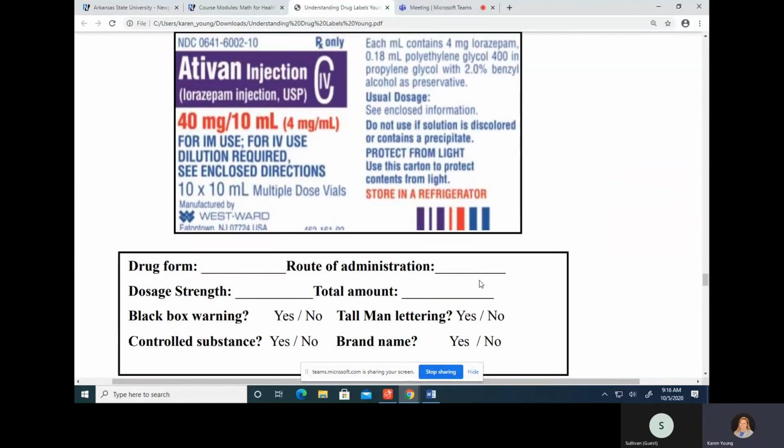All right, here's another one. What's the drug form on this one? Powder. Powder. You said well, injection wouldn't be a drug form. It would be a type of route.